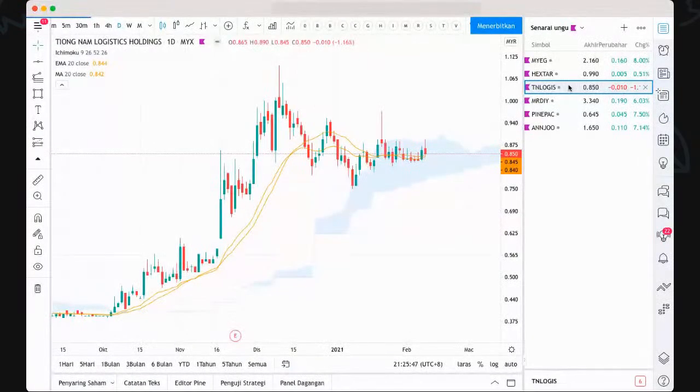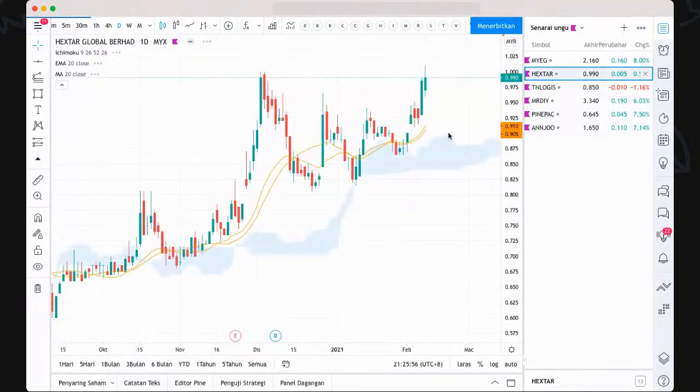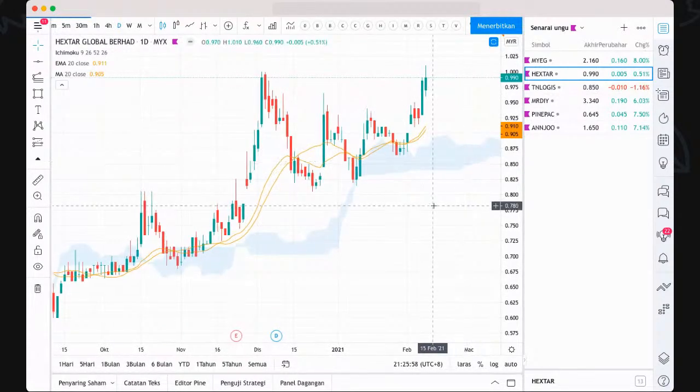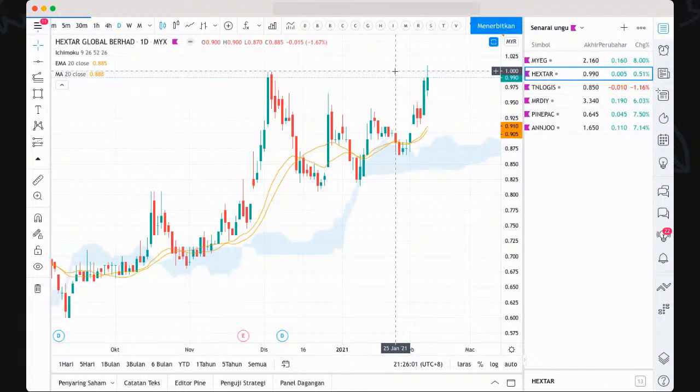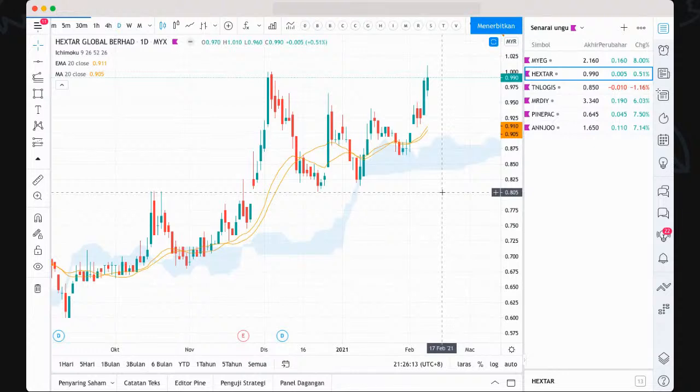Okay, we continue our discussion. On TN Logistic, sorry, this is not a breakout counter, so I skip first. Look at Hexstar. Hexstar is currently testing the highest high, but it couldn't close higher than the previous range or previous resistance. But this is actually a good setup already. For me, this is a good potential breakout.